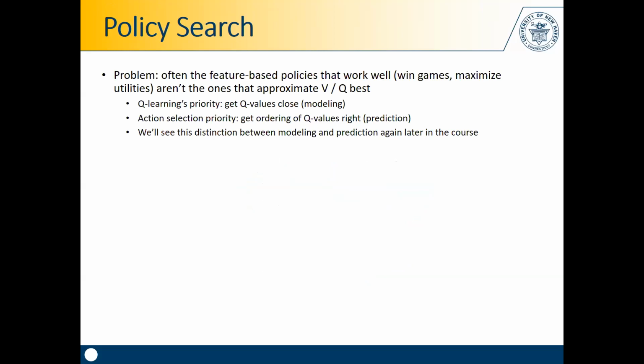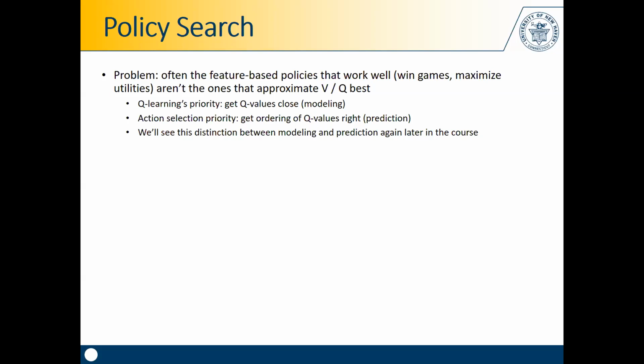Here's a problem. Often the feature-based policies that work well, which means win games or in other words, maximize utilities, aren't the ones that approximate the value function or the Q function the best. That's interesting. Let's look at what each of these functions do. The Q learning's priority is to get the Q values as close as possible to the observation. The action selection priority, or essentially solving for the optimal policy, is to get the ordering of Q values right.